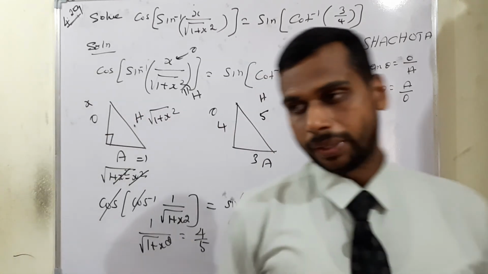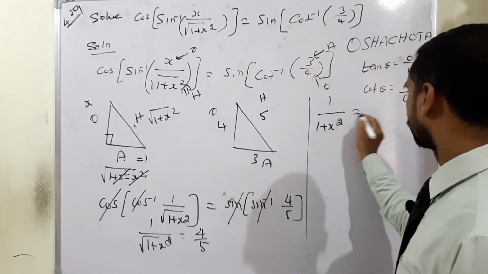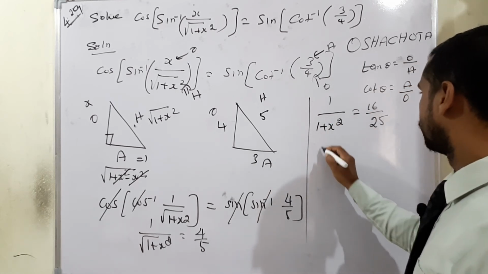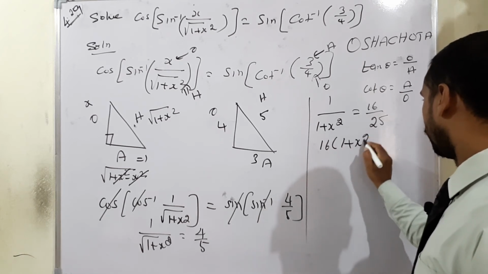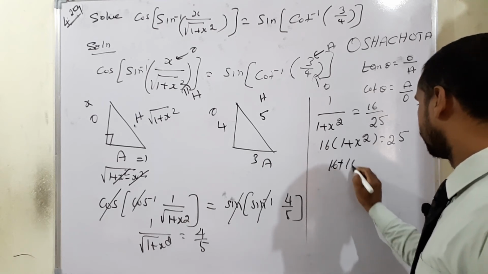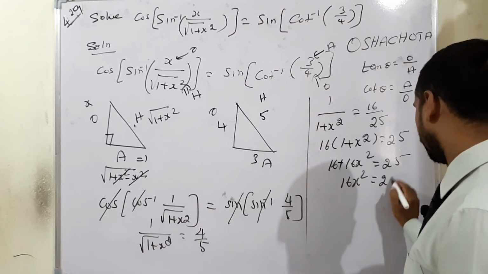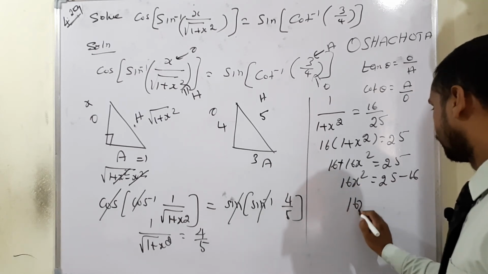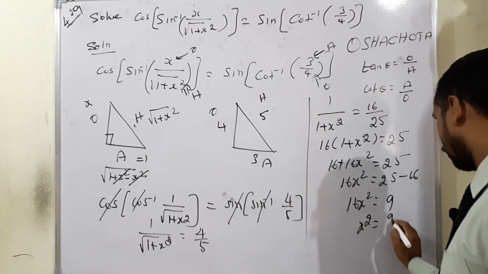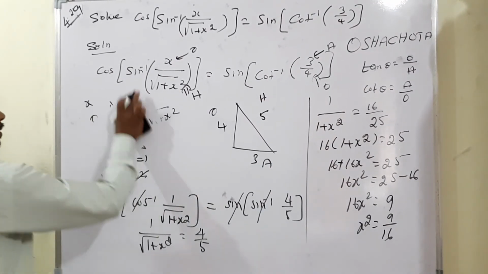Now squaring on both sides, the square root will be removed, isn't it? Squaring on both sides means 1 by 1 plus x square is equal to 16 by 25. Therefore, cross multiply: 16 into 1 plus x square is equal to 25. If you remove the bracket, 16 plus 16x square is equal to 25. Therefore, 16x square is equal to 25 minus 16, which means 9. Therefore, x square is equal to 9 by 16.